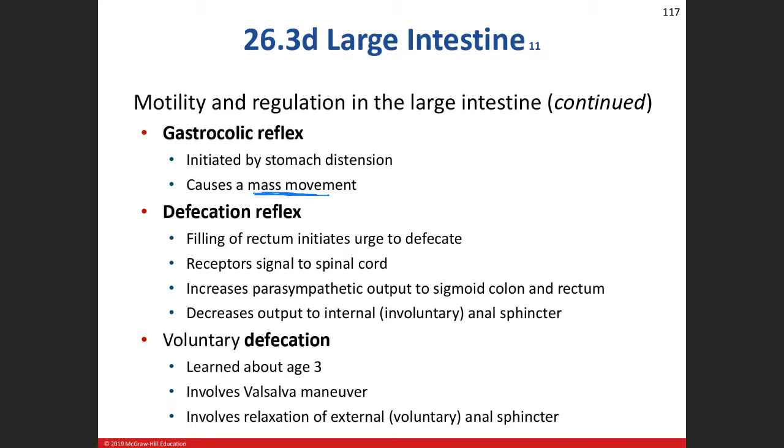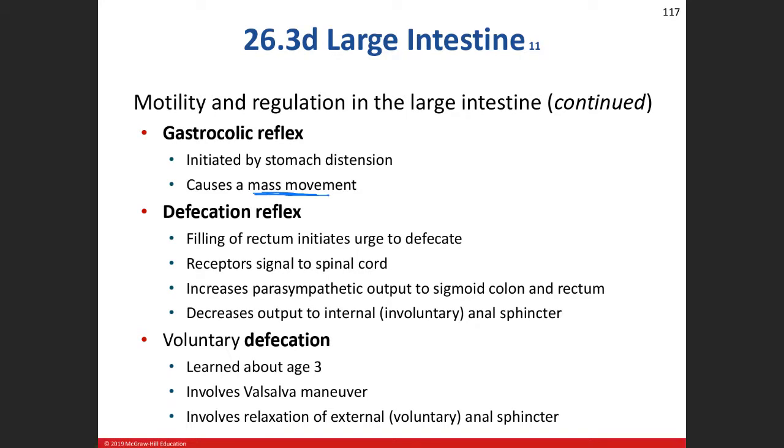A reflex is either going to be cranial or spinal. If it's cranial, that means all that information goes up to the brain, and the brain somehow is going to affect the response. This is a spinal reflex. It doesn't even go to the brain. It just goes to the spinal cord.